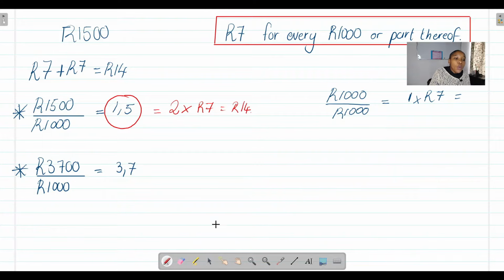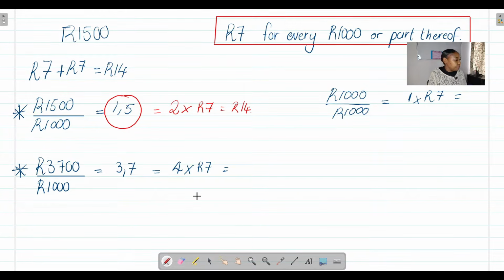And then from here, we know that because of that part thereof statement, we need to round this up before we can multiply it by the bank fee. So if you round this up, it will just be your 4 multiplied by your 7.